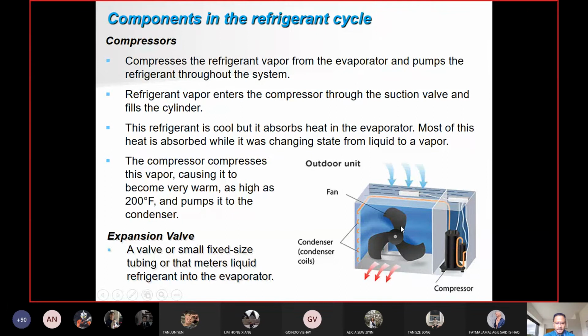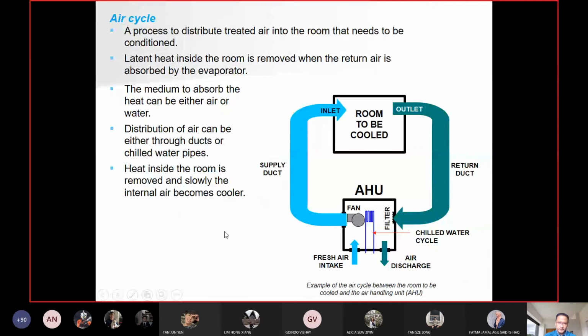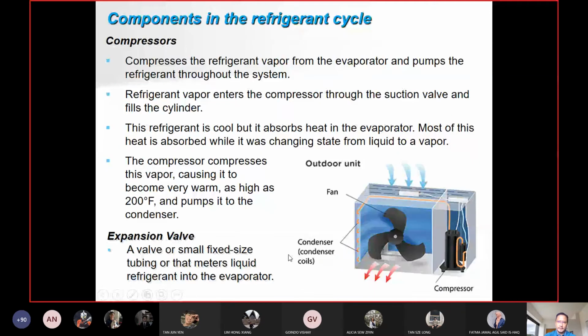Expansion valve. Okay, the expansion valve is where you control. When you adjust the temperature in the remote control, it adjusts the opening of this expansion valve. So it controls the amount of liquid refrigerant going into the evaporator. Okay, so you don't have to understand how it works. Basically, we're just talking about the components involved.